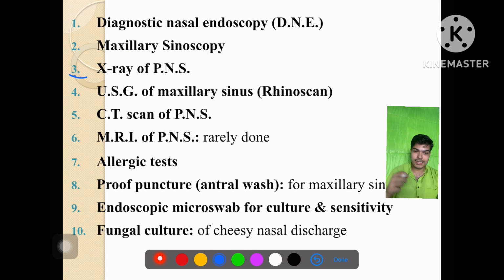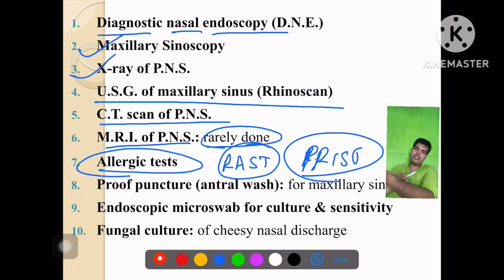This is a paper radioimmunosorbent test. You can also go for skin tests, where on the flexor aspect of the forearm you put your antigens and then check where there is a wheal. You can also go for proof puncture and antral washout. This is a diagnostic as well as therapeutic procedure, because when you do a proof puncture, you can culture the secretions you get, and it also helps to clear your sinuses. But this is now obsolete. We rarely do proof puncture or antral washout.